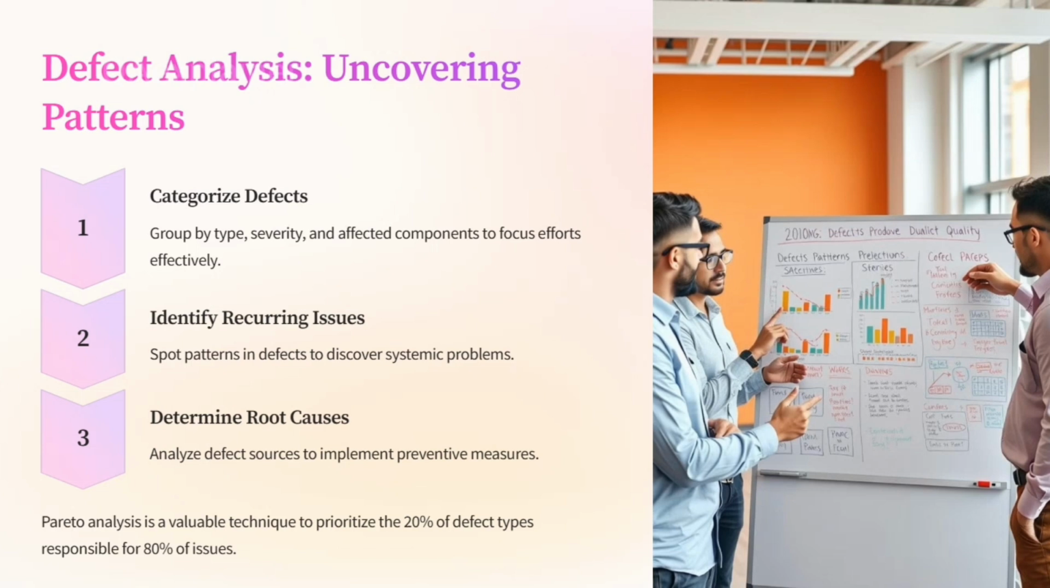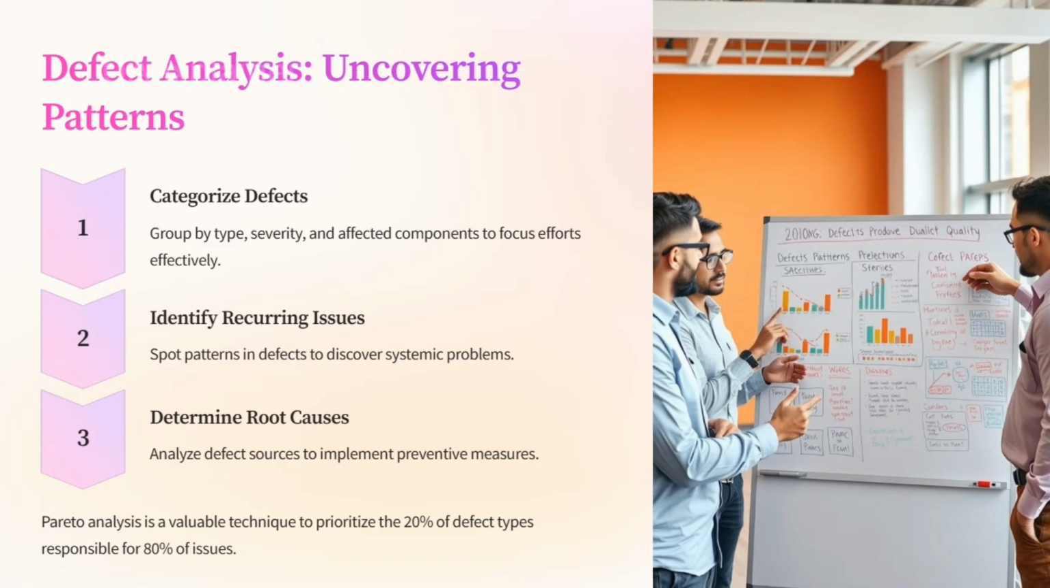Another is we need to identify the reoccurring issues. Some iterative issues keep on coming, like a loop. So we need to spot that pattern, like which kind of defect is reoccurring, and identifying that reoccurring issue will help us to solve that systematic problem.